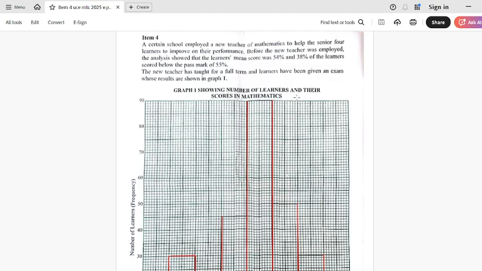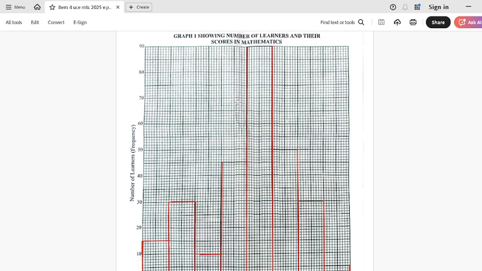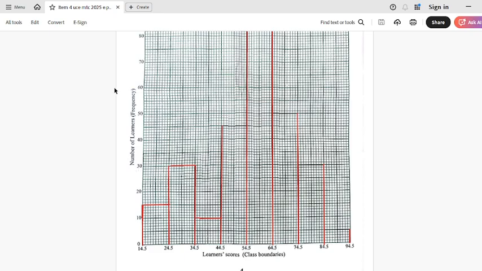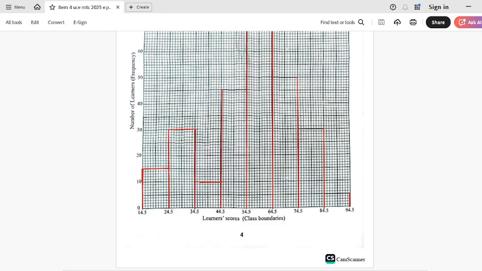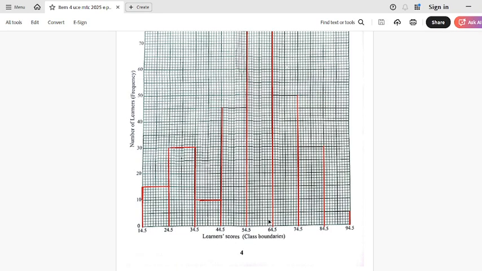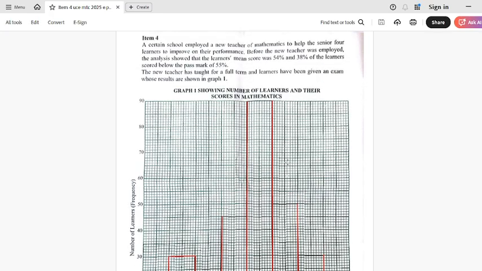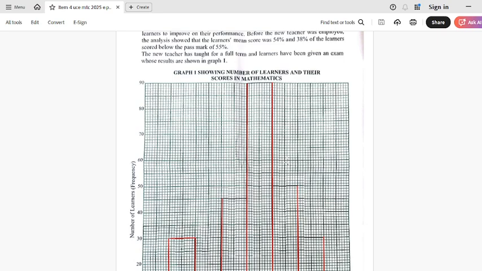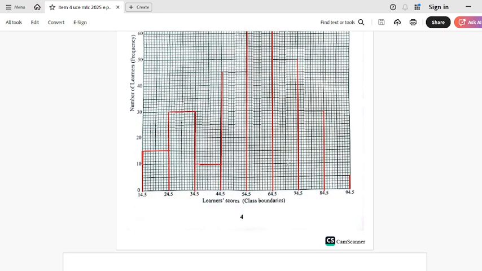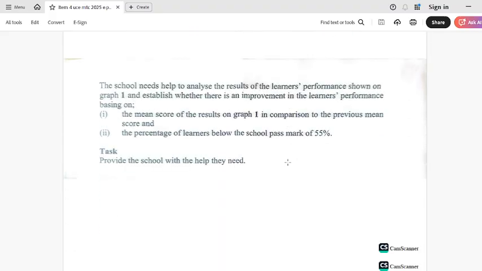According to what graph 1 shows, it is the number of learners and their scores in mathematics. On the y-axis, the vertical scale, we have number of learners, that's the frequency, and on the horizontal scale we have the learner score, in brackets the class boundaries. They are giving us this data in terms of a graph. We are going to interpret this graph. Let us continue the question.